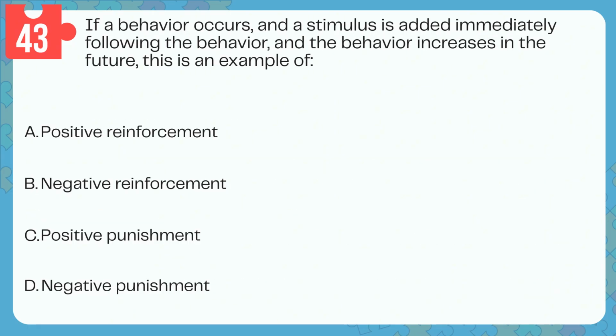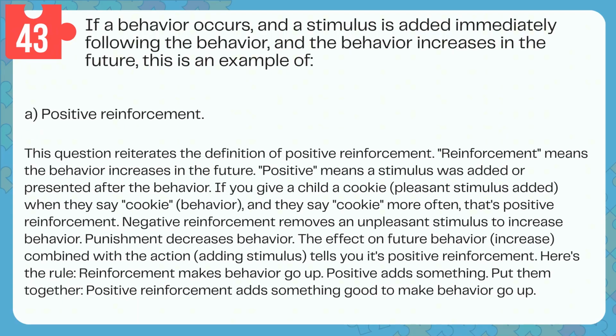Question 43. If a behavior occurs and a stimulus is added immediately following the behavior, and the behavior increases in the future, this is an example of A. Positive reinforcement. B. Negative reinforcement. C. Positive punishment. D. Negative punishment. Answer. A. Positive reinforcement. This question reiterates the definition of positive reinforcement. Reinforcement means the behavior increases in the future.